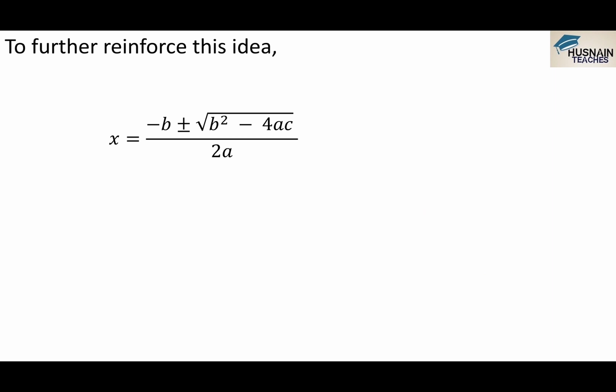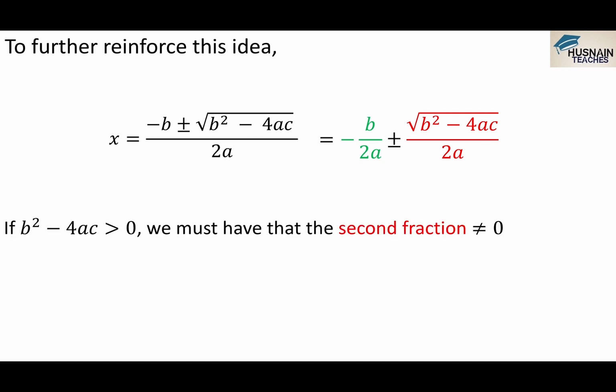Let's try and reinforce this idea. Let's think about splitting up this fraction. We have minus b over 2a plus or minus the second fraction. So we split it up into two fractions, and then we consider if the part inside the square root is positive, then the second fraction, the one in red, cannot be equal to 0. It has to be something other than 0.